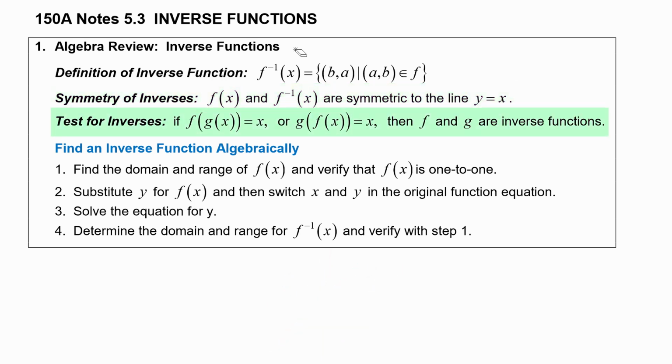We have a test for inverses. If f of g of x is equal to x, or g of f of x is equal to x, then f and g are inverse functions. Another way of saying that is that g of x is equal to f inverse of x, or f of x is equal to g inverse of x. That's saying the same thing.